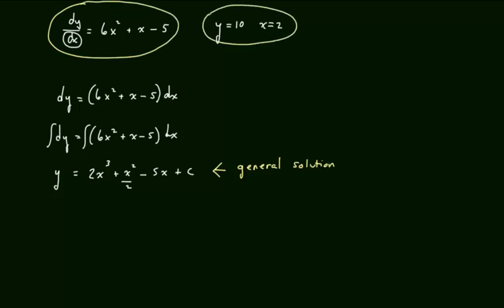So what I need to do here is plug 10 in for y, and plug 2 in for x. When I do that, I'll get this expression here, and then I just have to do a little bit of arithmetic to solve for this constant. And after I do the arithmetic, it turns out the constant is 2. Once I have that information, I have successfully found the particular solution.